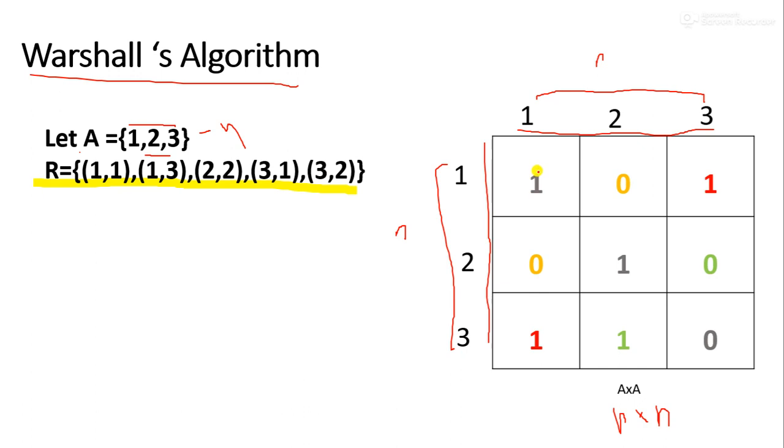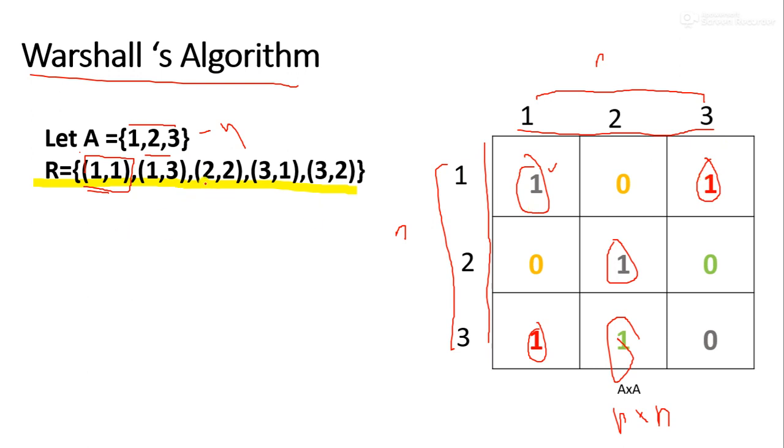We need to put 1 in those cells where we have elements of our relation. So we put 1 here for 1, 1. Another element of our relation is 1, 3. So we need to put 1 for 1 and 3, so here we need to put 1.